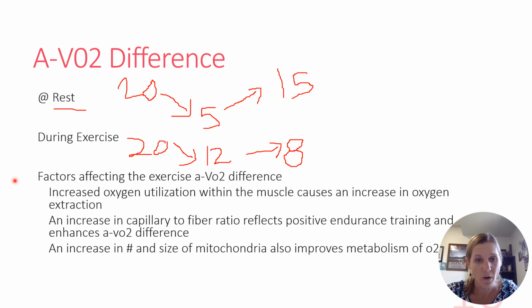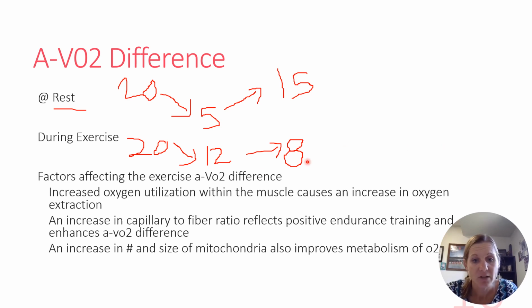Okay. So what factors would affect the exercise AVO2 difference? Number one, increased oxygen utilization within the muscle causes an increase in oxygen extraction. So again, think about this as it relates to a pressure gradient. If I start using a bunch inside the muscle, that's going to decrease the amount that I have in the muscle. So therefore, I'm going to move more from the blood into the muscle.